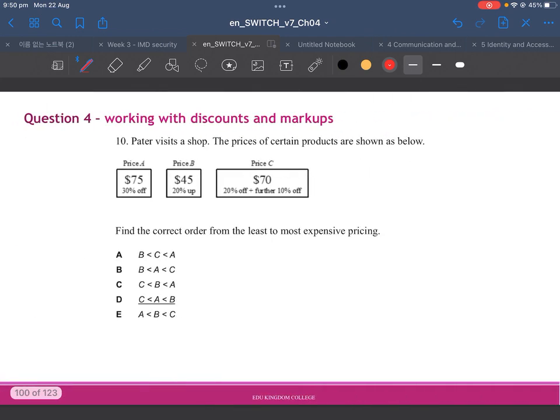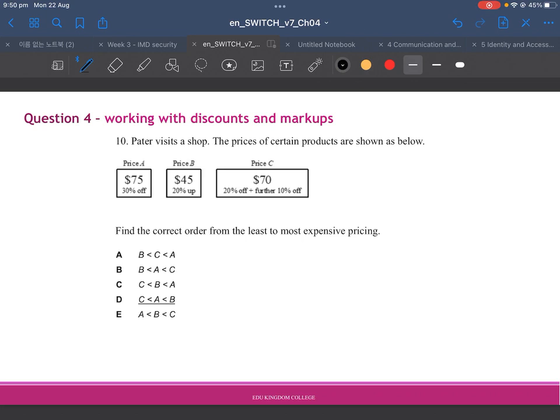Let's look into question number 4. Working with discounts and markups. Now, Peter visits a shop. The prices of certain products are shown below. Find the correct order from the least to the most expensive pricing. Now, price A.